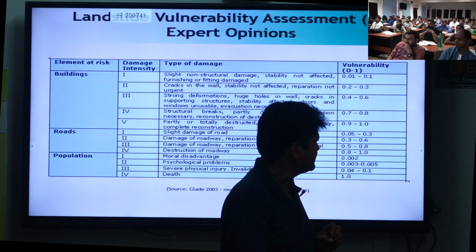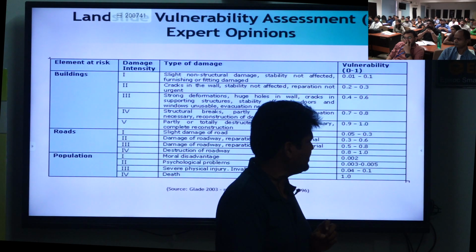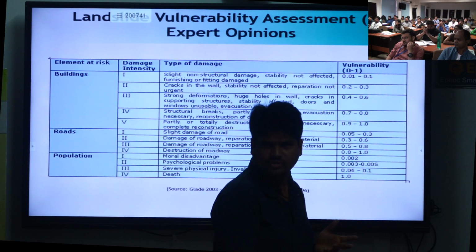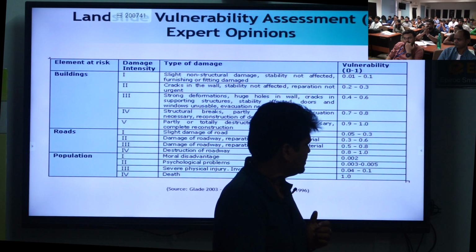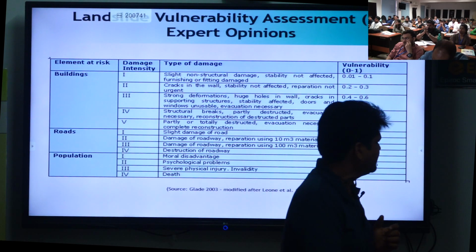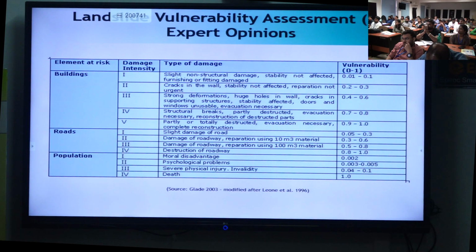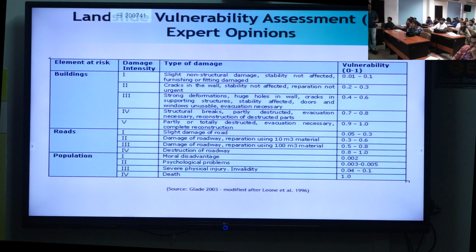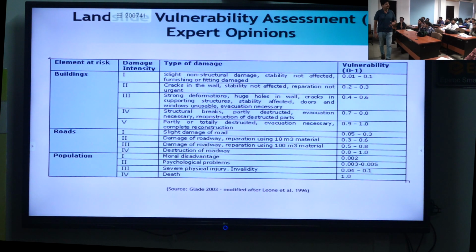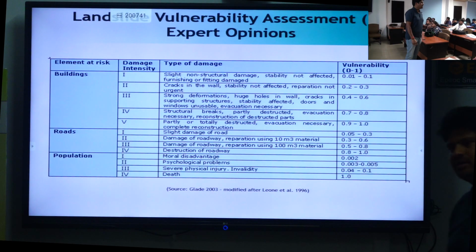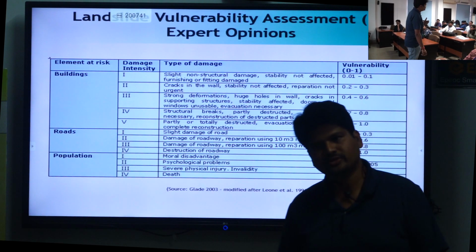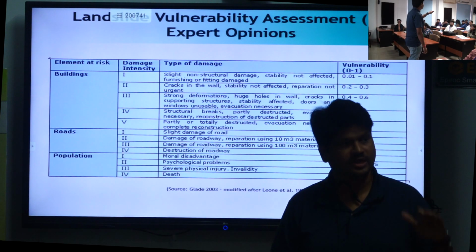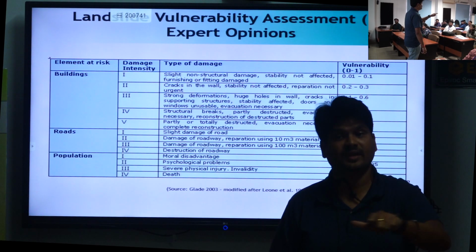Okay. Road, similarly, slight damage of road, they give, let's say, less vulnerable. Destruction of road is obviously 1, 0.8 to 1. Population, moral disadvantage. Okay? Death, obviously. In any kind of resilient society, the coping capacity of a society while dealing with an impending disaster, the objective should always be to have 0 death. That means no life loss. If you can do that, that means your disaster management is very successful.